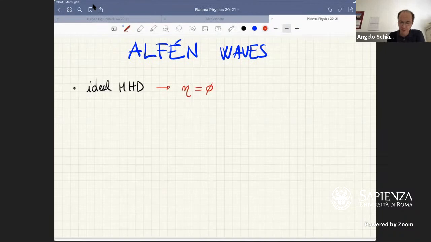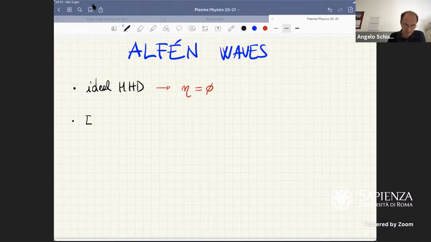Okay, so we were introducing Alfvén waves. We say we are going to work in the framework of ideal MHD, and this means that the resistivity is going to be zero. Then we are going to assume the presence of an equilibrium B field, so an externally applied magnetic field.